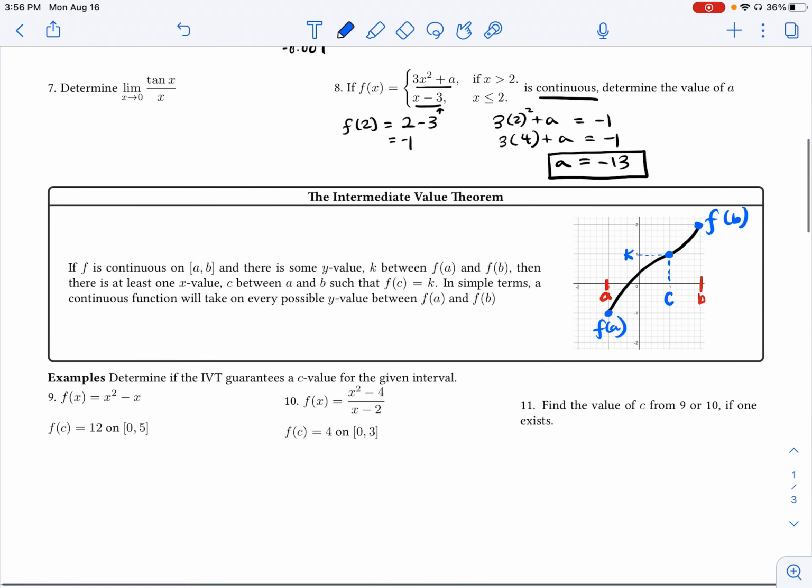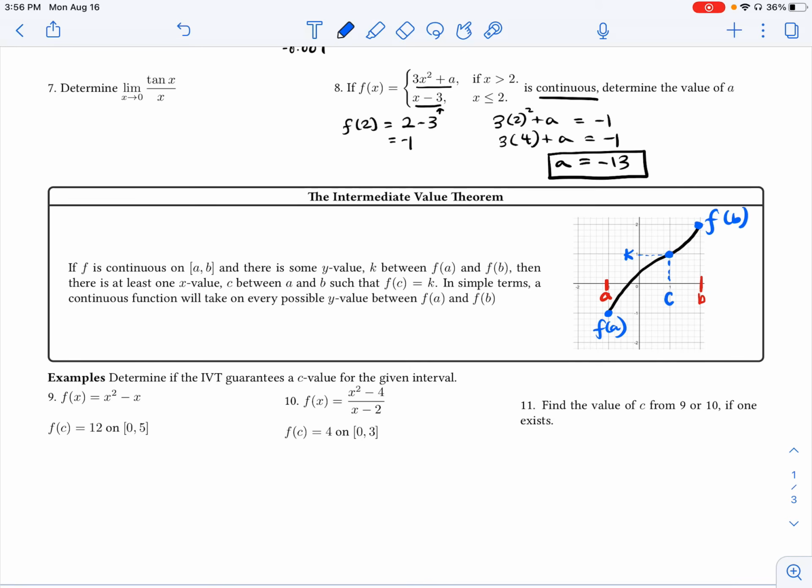To put it more simply, a continuous function will take on every possible y value between f of a and f of b. And that makes complete sense when you look at the graph. If the function is continuous on this closed interval, it must take on every single y value between f of a and f of b.